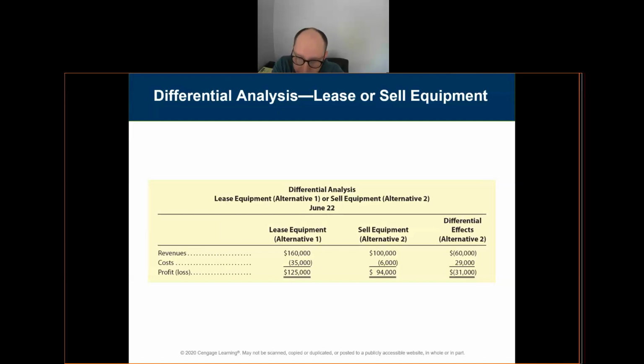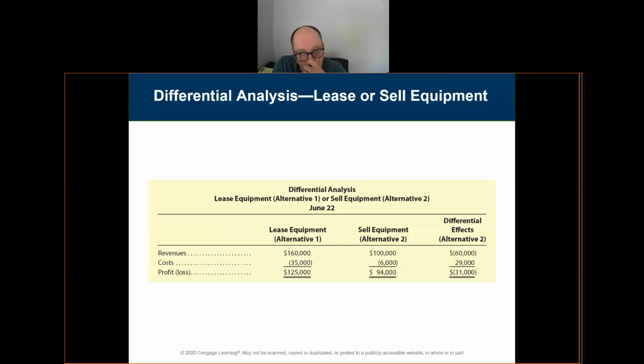Using the differential analysis, I look at the difference between revenue, the difference between costs, and the difference between profit. The difference in revenue is $60,000. Alternative 1 is clearly the better option when it comes to revenue. Costs, a difference of $29,000. That means I could save $29,000 if I just sell it. The difference between the profits of alternative 1 and alternative 2 is $31,000.